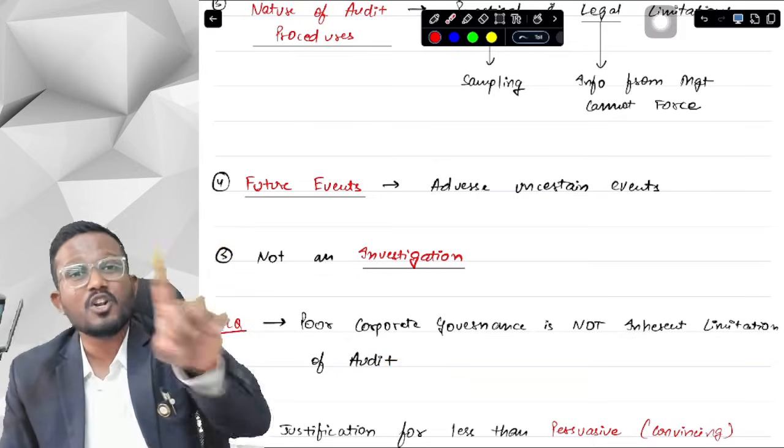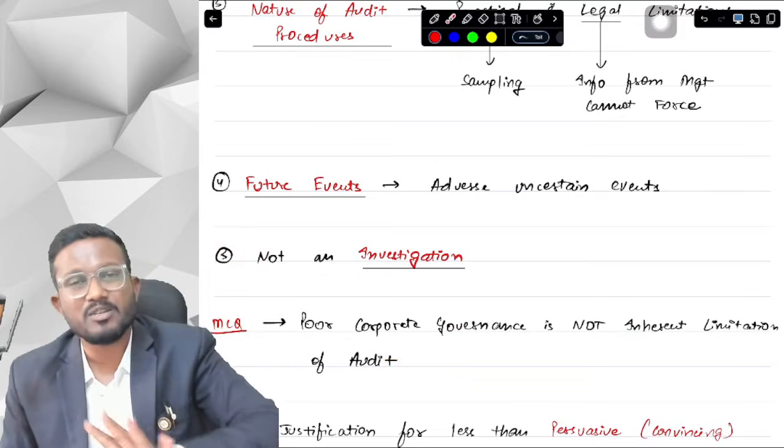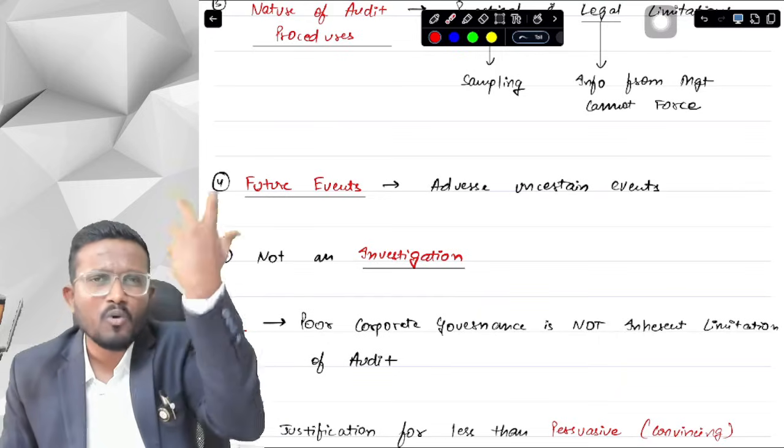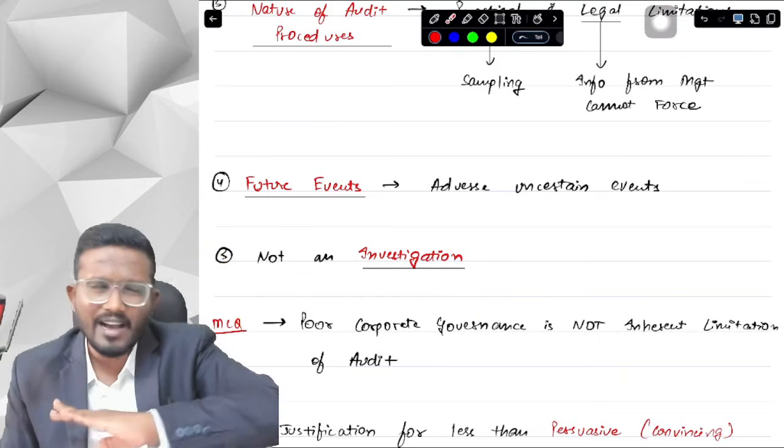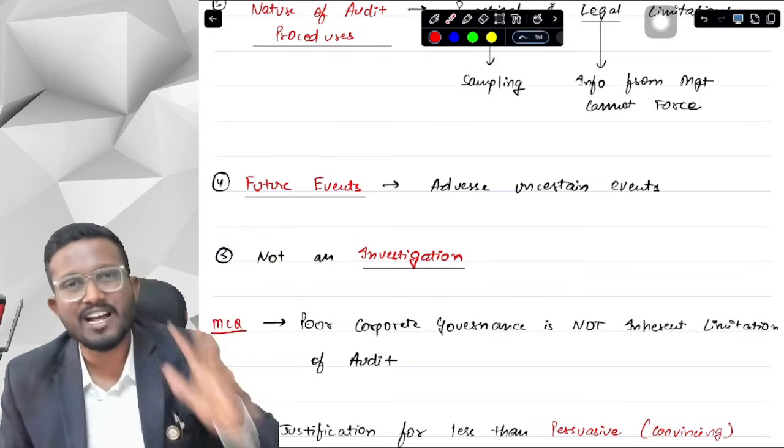It is a limitation of management, or it is a weakness of the management. It doesn't concern the auditor about poor corporate governance. What are the decisions they are taking? I am not concerned about it. I am concerned about the financial statements.